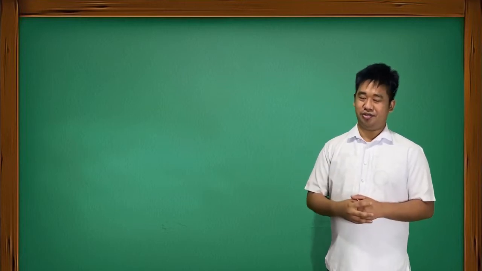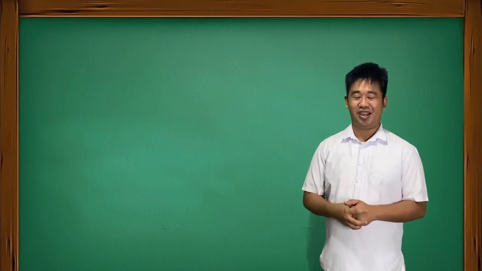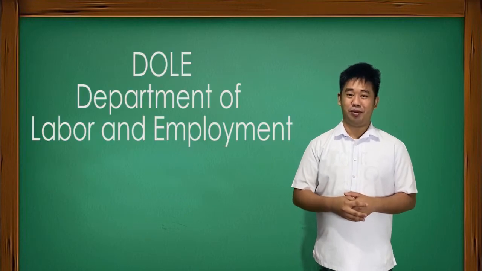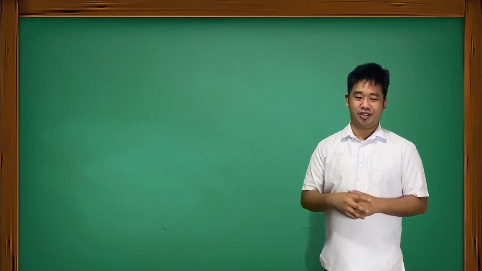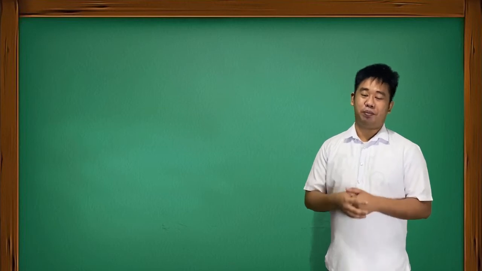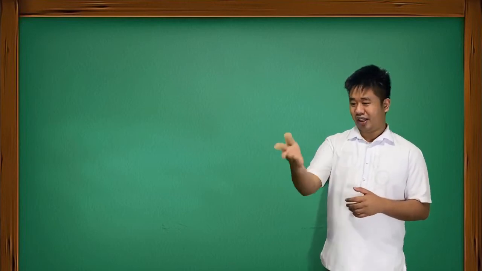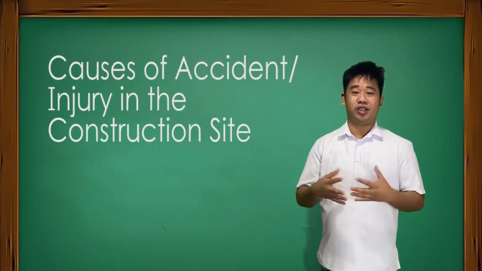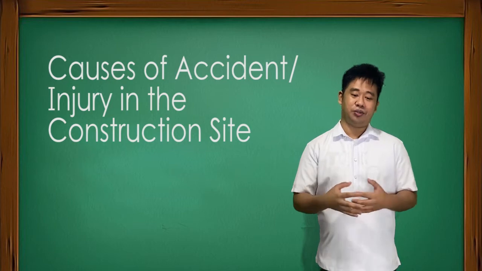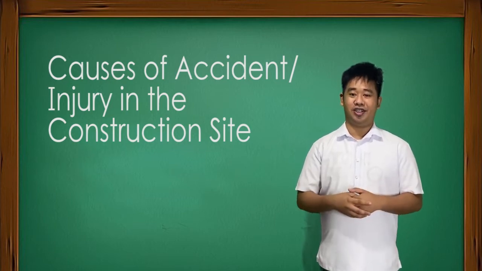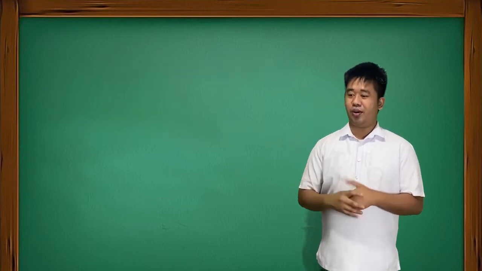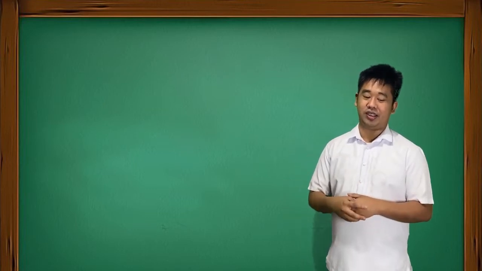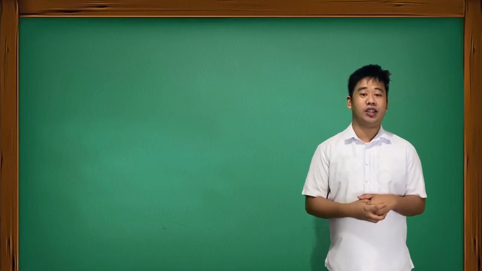Number one question. Who initiated the survey? Yes, Raven. Very good. The survey was initiated by DOLE or Department of Labor and Employment. Number two question. What is the pie chart all about? Yes, Jan. Very good. The pie chart shows the cause of accidents or injuries of the workers in the construction site.